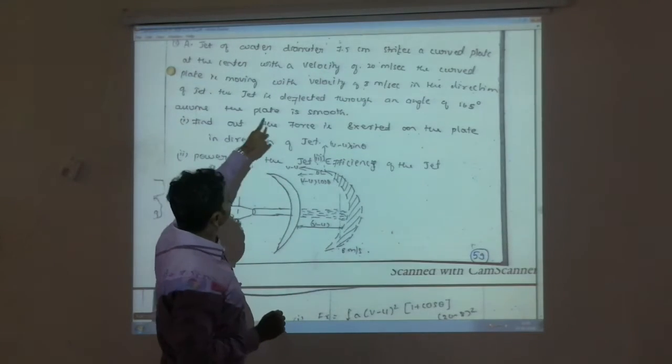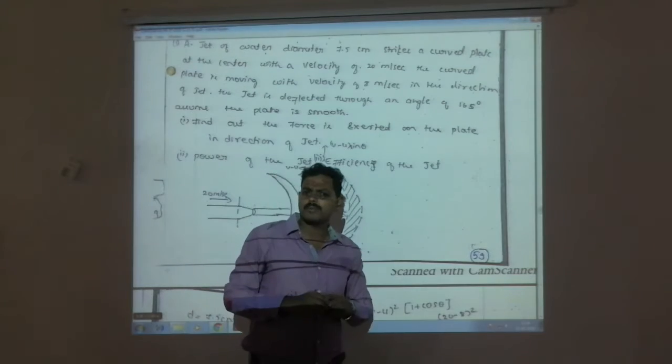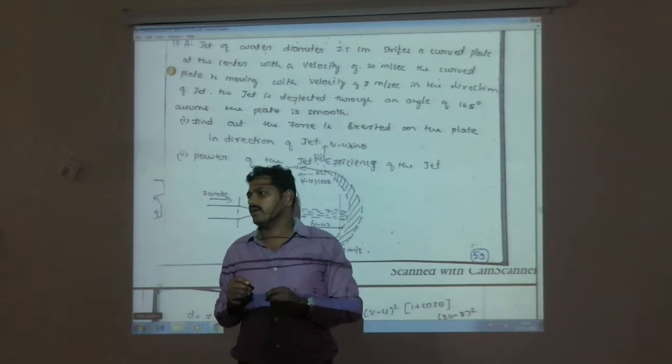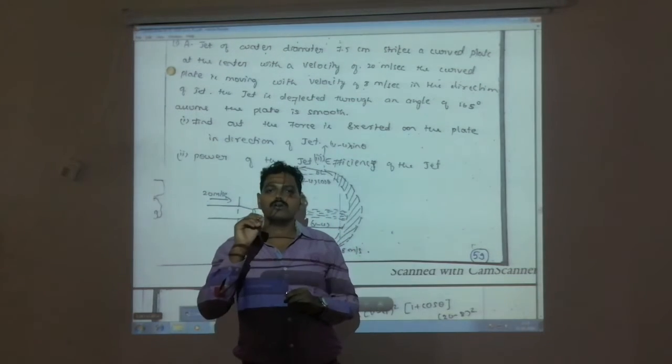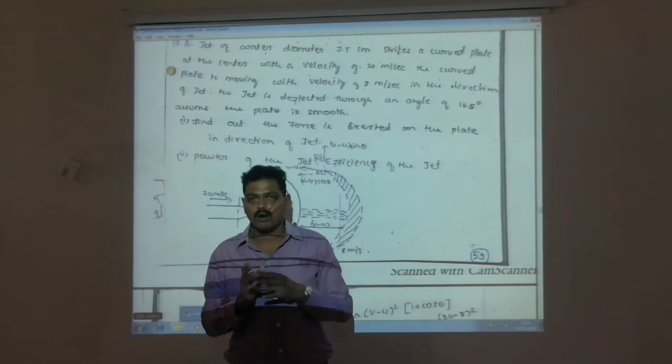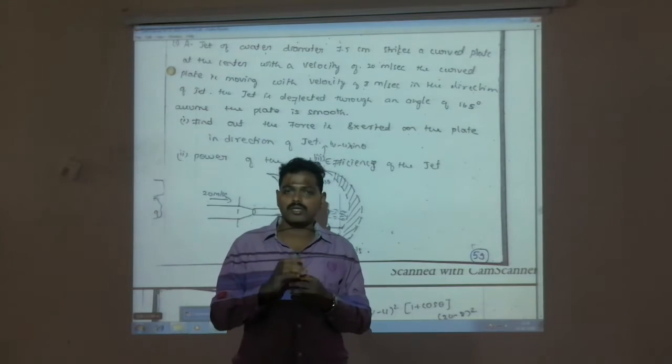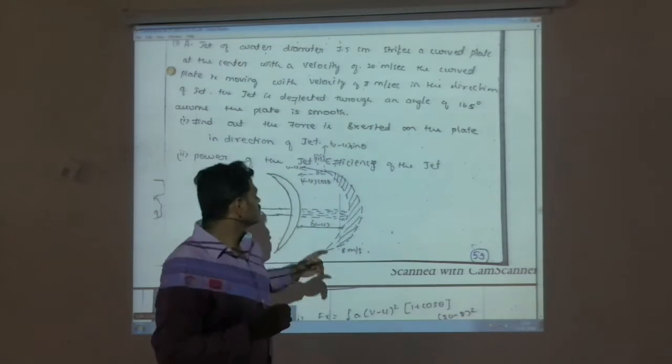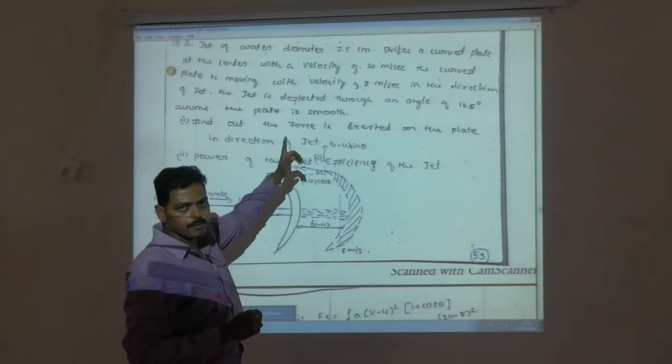So assume the plate is smooth. So why are you saying that the plate is smooth? Smooth anta ಏನಕ್ಕೆ ಹೇಳ್ತಾರೆ ಅಂದ್ರೆ, if the plate is rough there will be passing of currents. To avoid that the plate has to be assumed as smooth, then there will be no friction. So now the plate is very smooth and there is no passing of currents.